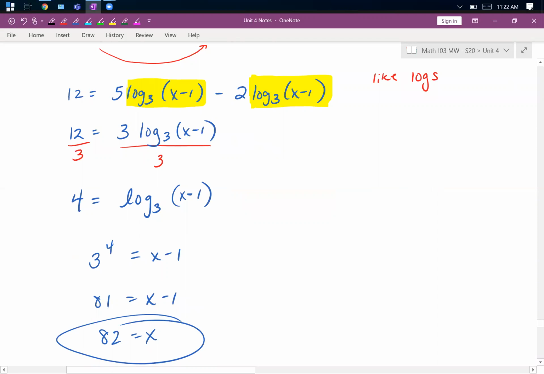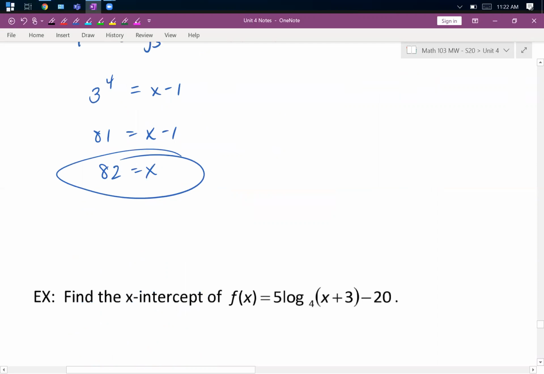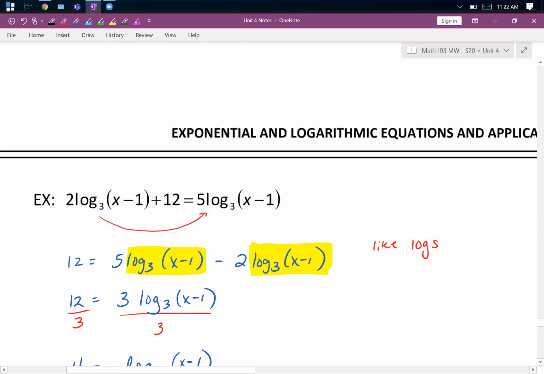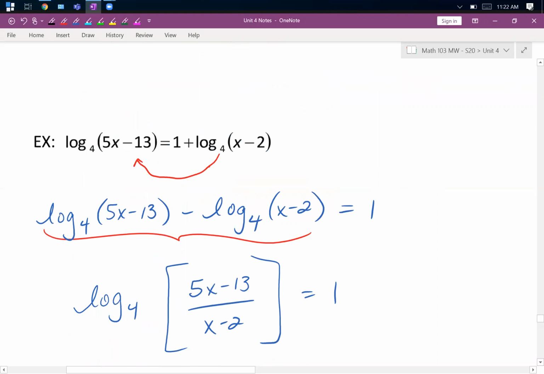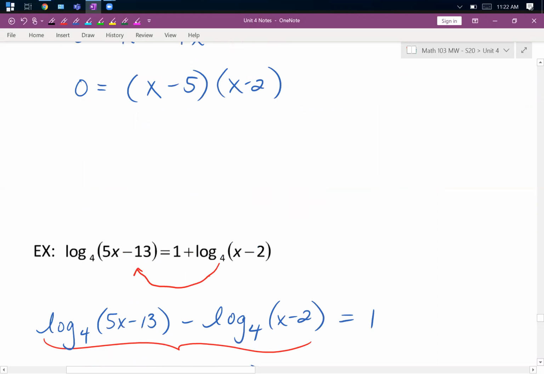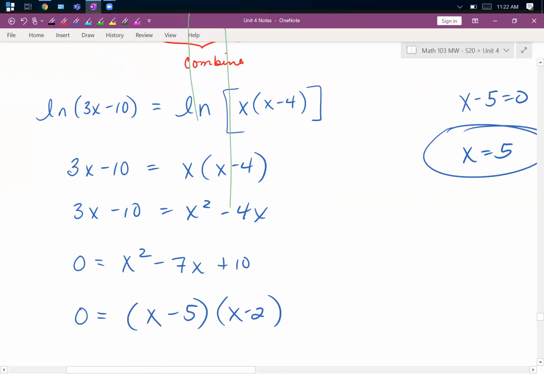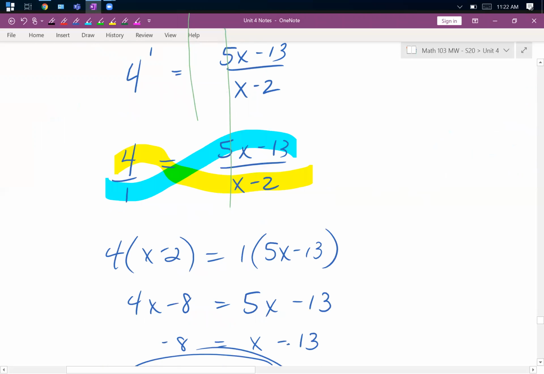And that's kind of really all the types of log equations that there are. You might have ones that you can combine. You might be able to use the one-to-one property. If you can't, then you combine logs so that you end up with one log equal to a constant.